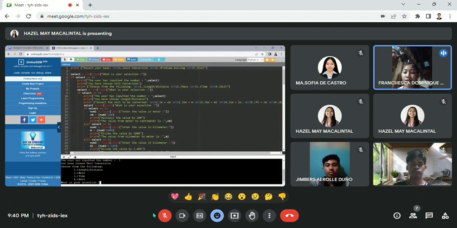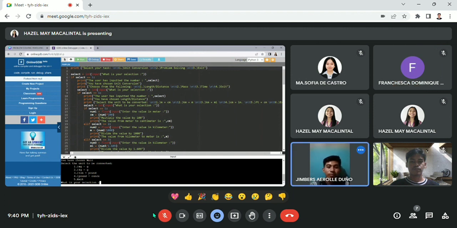If the user selects 2 for unit conversion, the program displays a message saying you have chosen mass and presents the user with different options for unit conversion within the category of mass. And to know more about the next line, here is Mr. Dunyo.